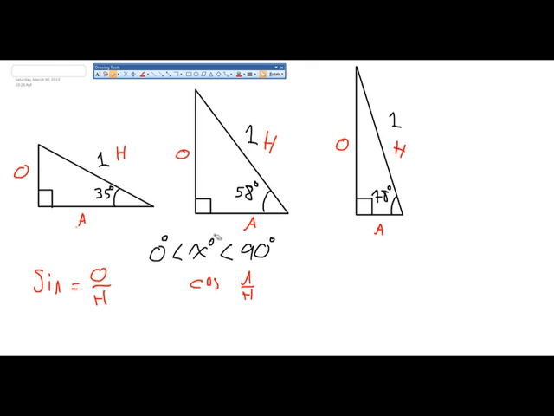So what's actually happening here? Well, as we see, as your angle gets larger, your opposite side gets larger, and your adjacent side gets smaller. So what we have is, as your angle gets bigger, sine gets closer and closer to 1, and as your angle gets bigger, cos gets closer and closer to 0.